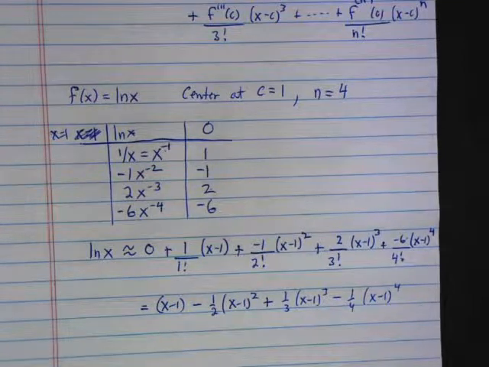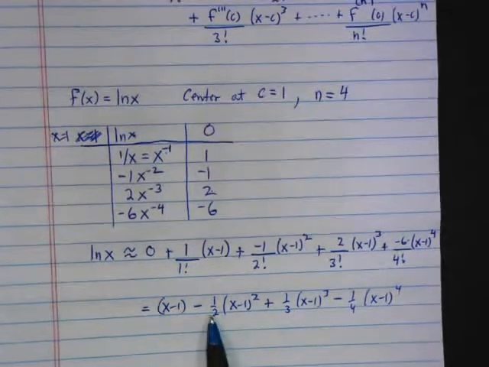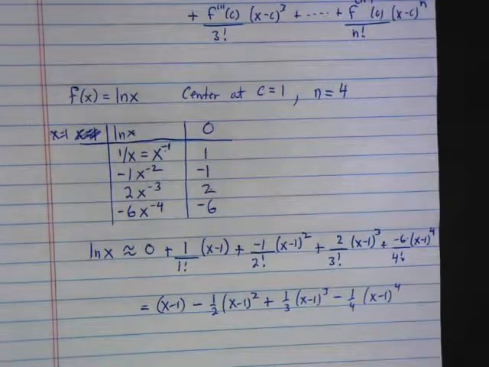If I kept going, what's the next one? Plus 1/5, x minus 1 to the 5th. The next one? Minus 1/6. They alternate: minus, plus, minus. So that happens with a lot of these. As you work these out, you start to see a pattern in these coefficients. Okay? Questions on that?